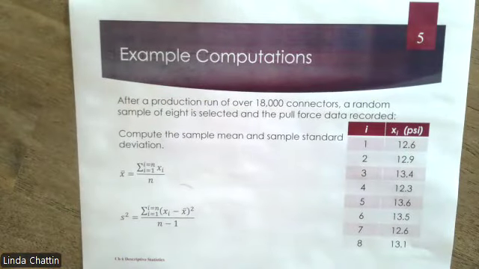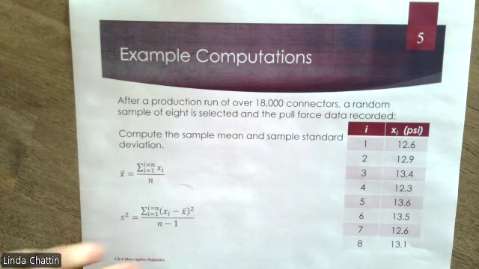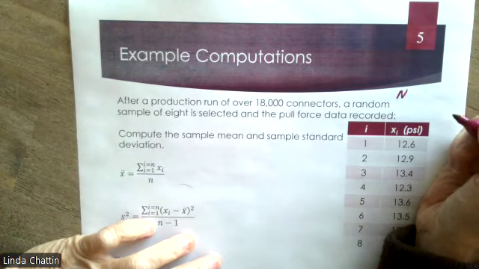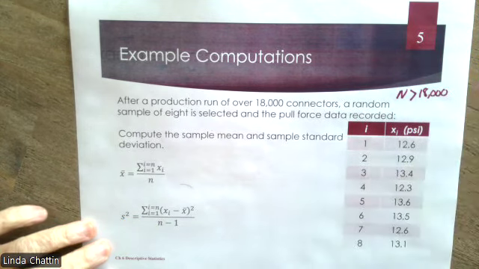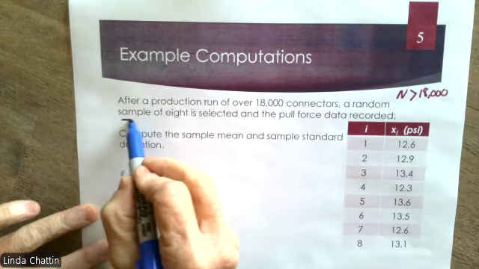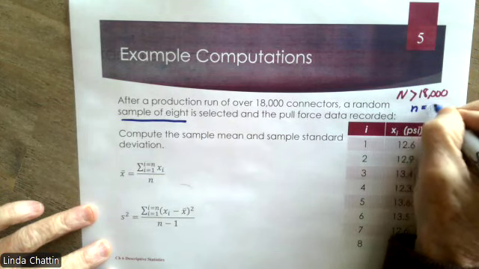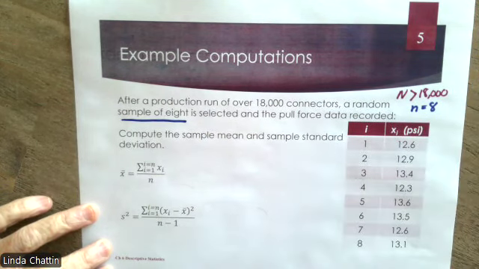So now, if you wanted to do some computations here, and I always like to do examples, you probably figured that out right now. Suppose that I took a production run of well over 18,000 connectors, all right? So we know that my population, that N, the number of connectors, is definitely bigger than 18,000. So we're going to take, though, a sample here of 8. So my sample size is going to be 8. And it says, compute the sample mean and sample standard deviation.